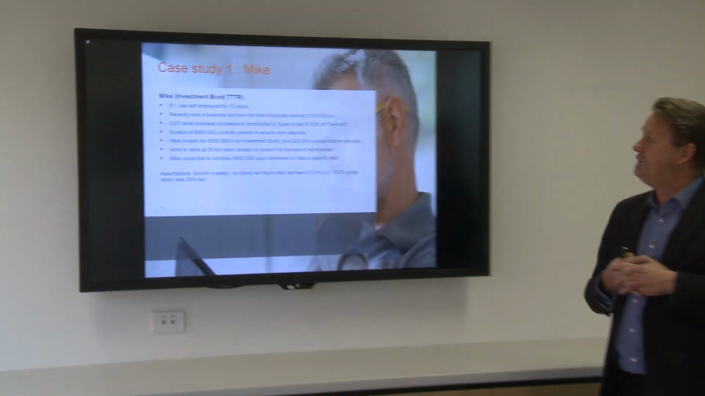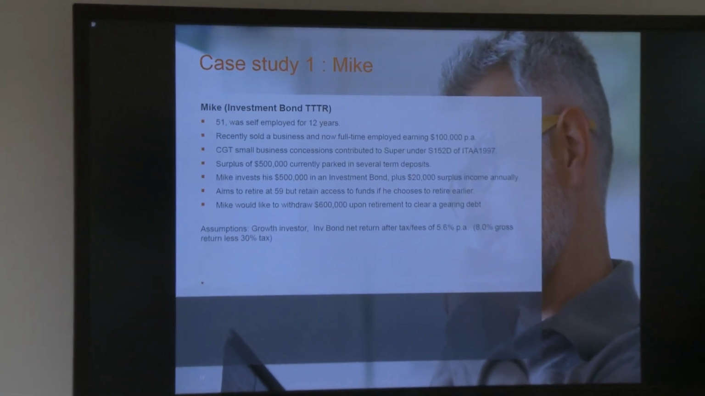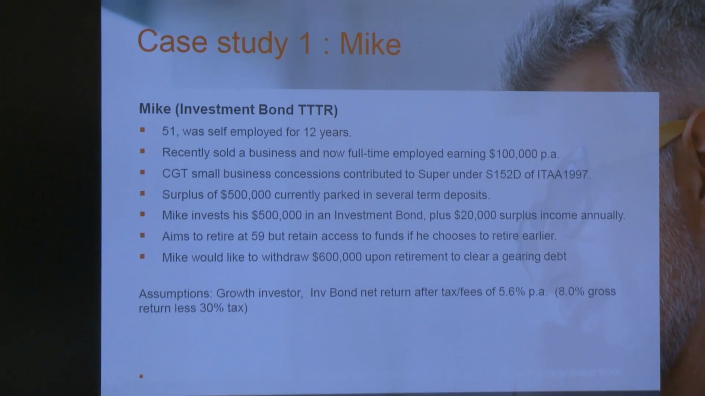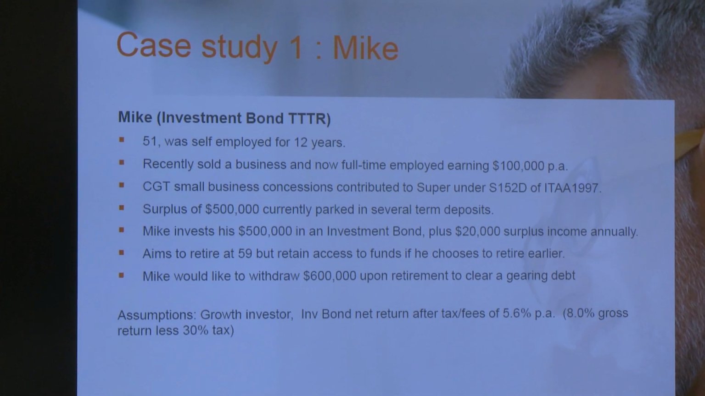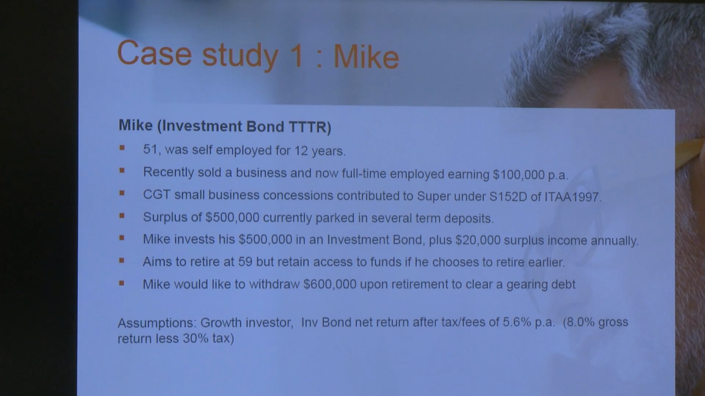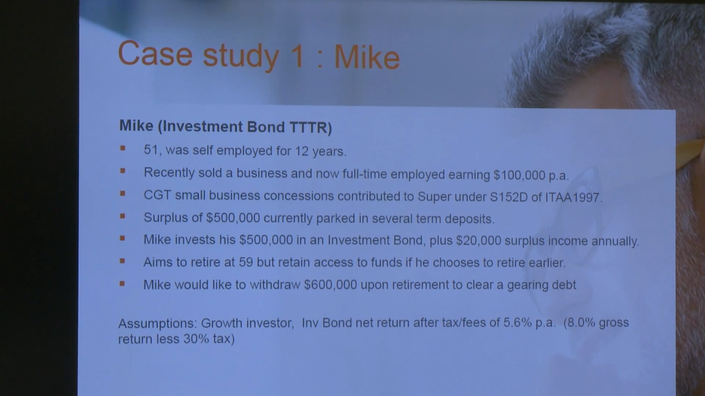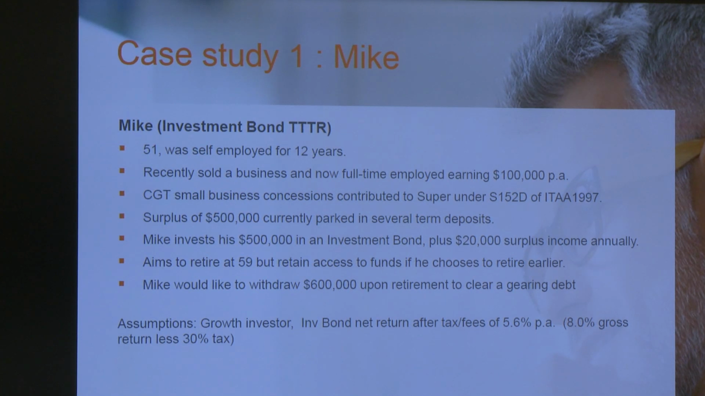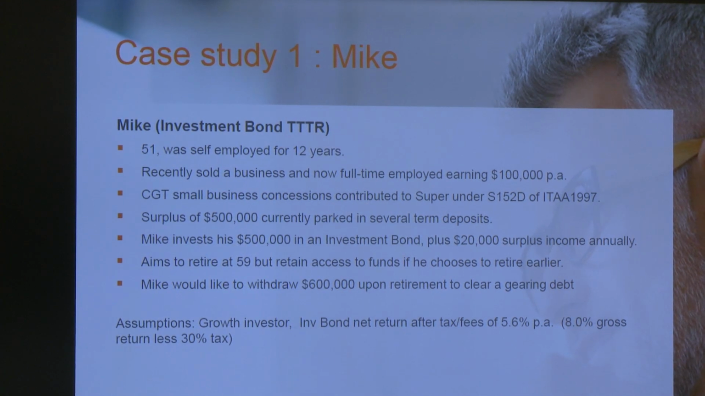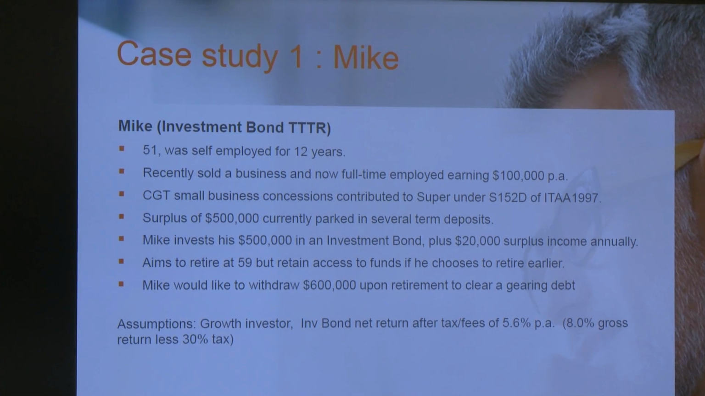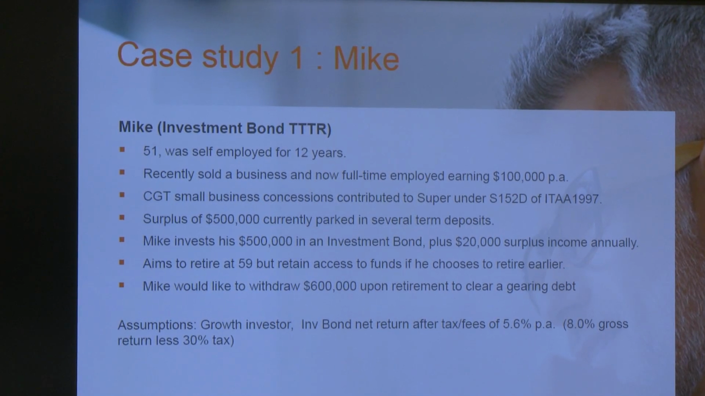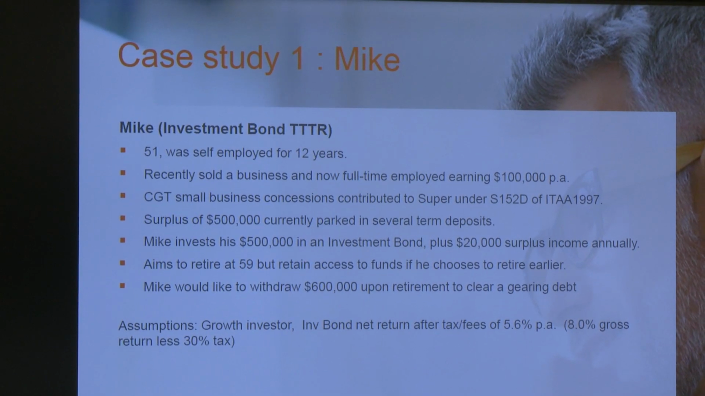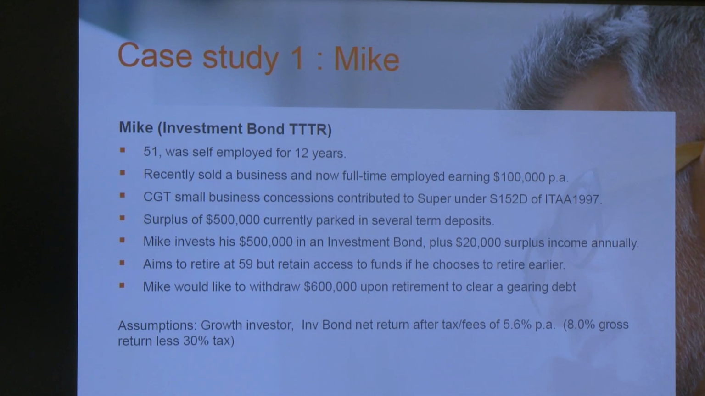So here we've got Mike. Mike's 51, was self-employed for 12 years and recently sold his business and is now back in full-time employment, earning about $100,000 a year. He was able to contribute money to super using the capital gains tax small business concessions. And he had a surplus of $500,000 just sitting in some term deposits. He invests his $500,000 in an investment bond and adds $20,000 of surplus income annually to that. His aim is to retire at 55, but he wants to also have access to money if he needs to. He also needs to pull out $600,000 upon retirement to clear a gearing debt.